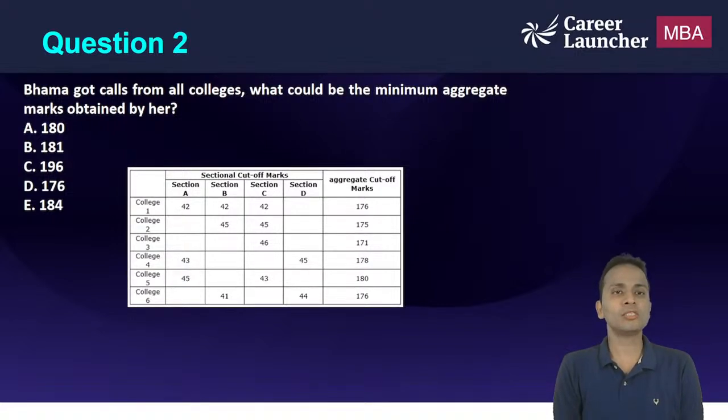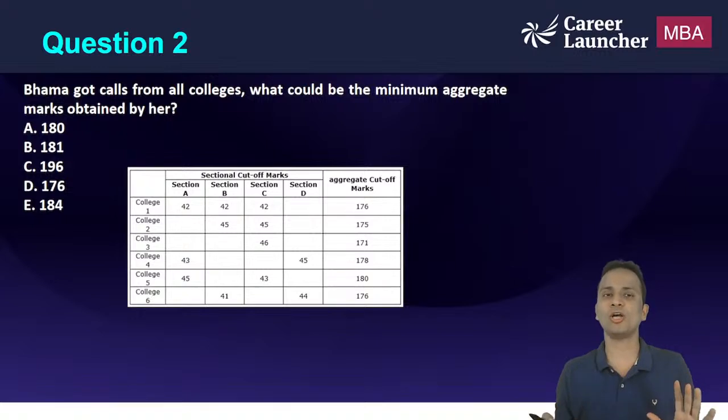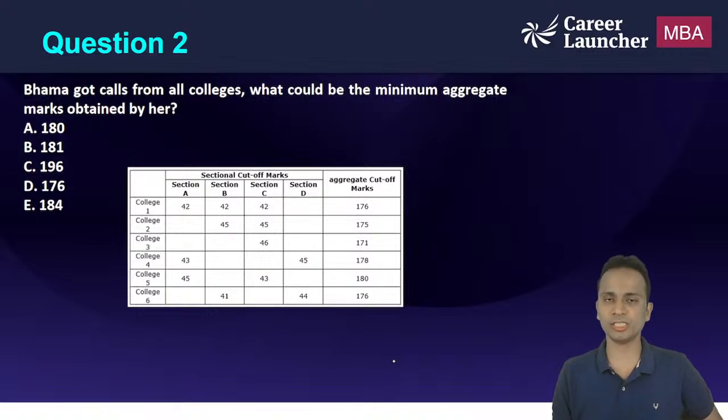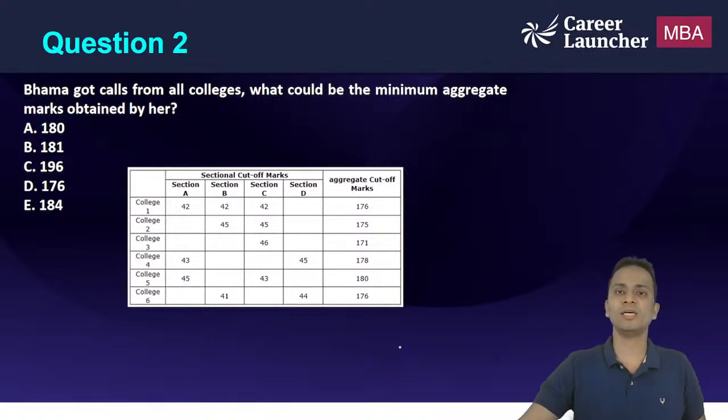Bhama got calls from all the colleges. उसको सारे colleges call आ गया. What could be the minimum aggregate marks obtained by her? अब सारे colleges से call आना चाहिए. So that means you need to take care about the sectional cutoff of all the colleges, right? Do that and get the overall score of this person.